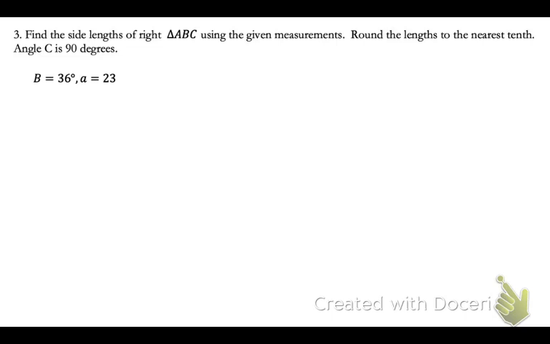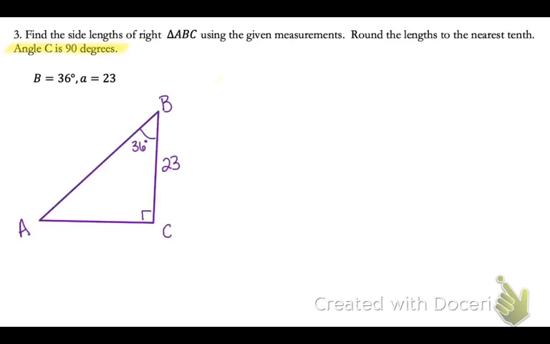Again, on number 3, it's really important that we start with an accurate drawing, given the information that they've given us. So it's important that we label correctly. They told us that angle C was the 90 degrees. They told us angle B was 36, and side A was 23. So side A is across from angle A. They ask us to go ahead and find the 2 missing side lengths, which are side B and side C.